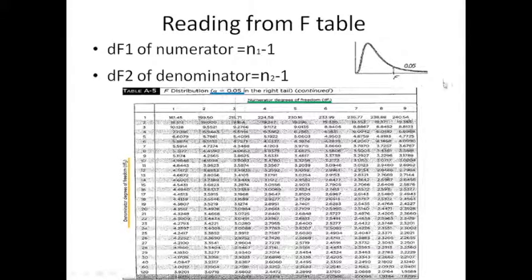Shade the region. The row in here is the numerator degrees of freedom, and the column is the denominator degrees of freedom. For this one, we can use n1 minus 1 to find out which column we're going to look at. For this one, we use n2 minus 1, and n in here is the sample size.